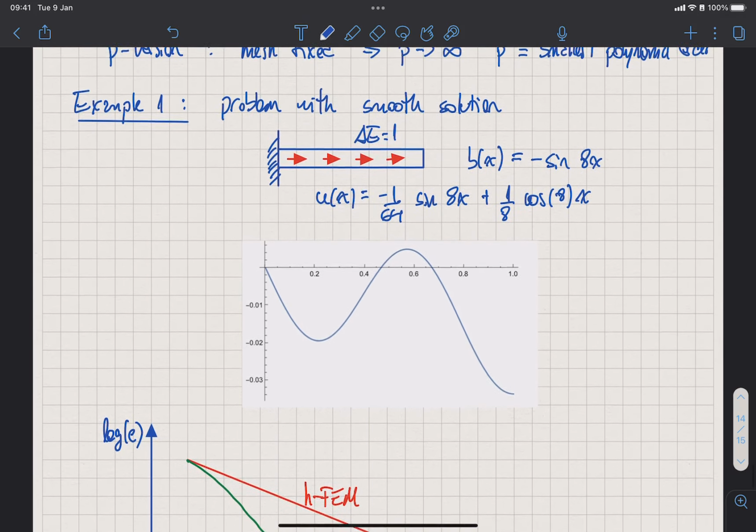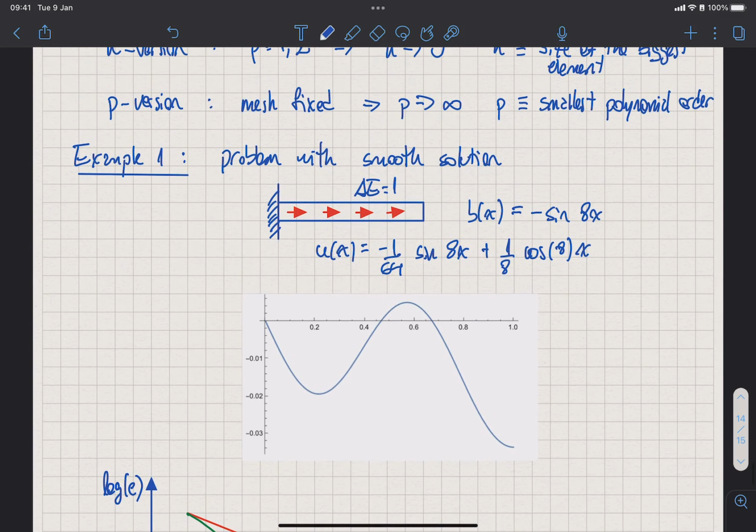Okay, so that is for a problem with a smooth solution. But what happens when you don't have a problem with a smooth solution? So let me just copy this.